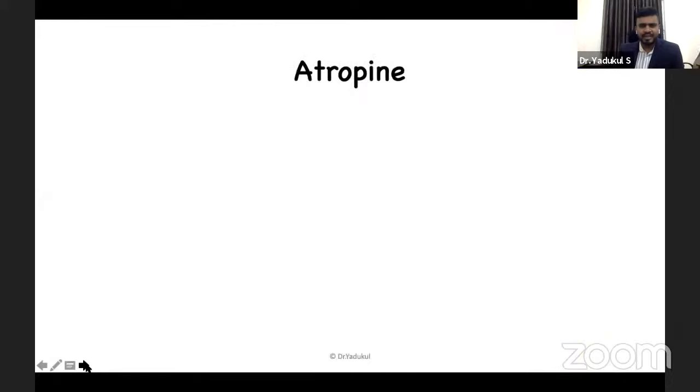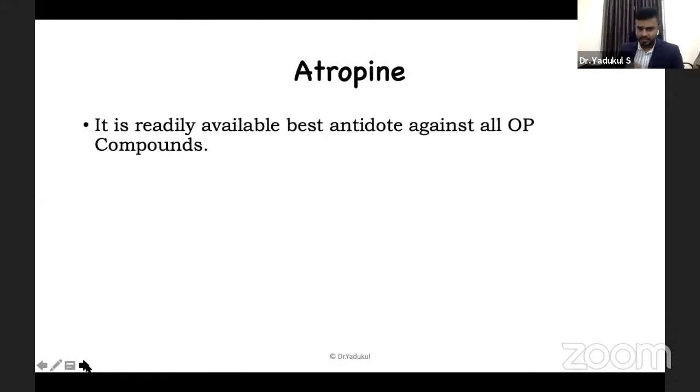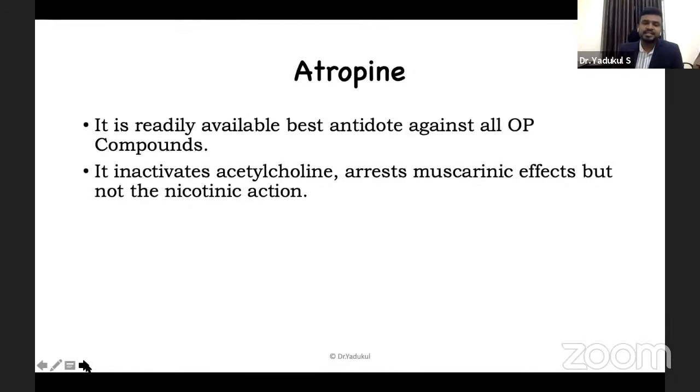So how does atropine work in case of OP poisoning? We all know it is the readily available best antidote against all OP poisoning, irrespective of the type, aryl or alkyl group. Atropine is the first line of treatment for us. What it does, it inactivates acetylcholine, arrests muscarinic effects. Remember, atropine will arrest only the muscarinic effects. When we saw the symptoms, there were three different types: muscarinic, nicotinic, and CNS. But atropine will arrest only the muscarinic effects, but not the nicotinic action.